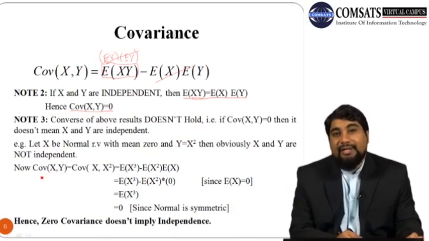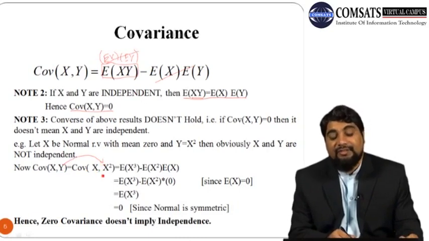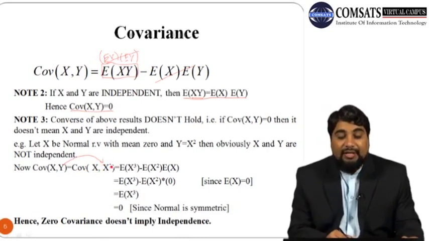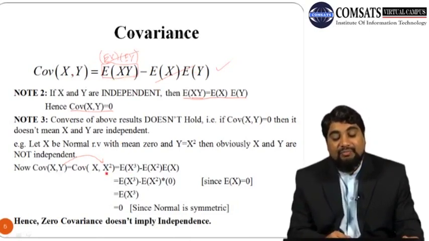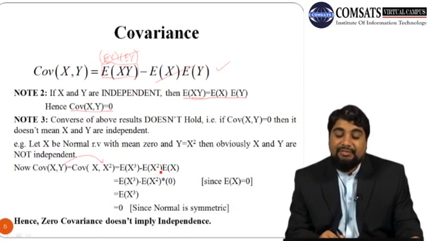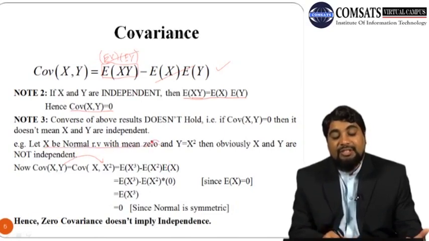So now calculate the covariance between x and y. So covariance of x and y, replace the value of y here, which is x square. So it is covariance of x and x square. According to this formula, covariance of xy is expected value of xy, so it is expected value of x into x square, which is x cube, minus expected value of x times expected value of y, which is expected value of x into expected value of x square. Here we have assumed that x is a normal random variable with mean 0.